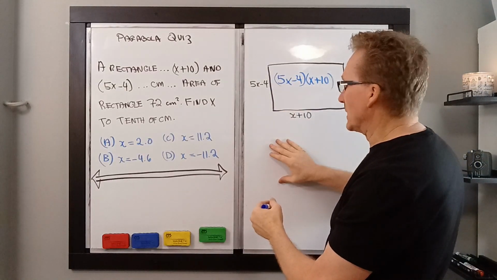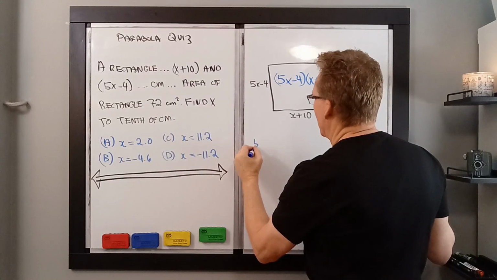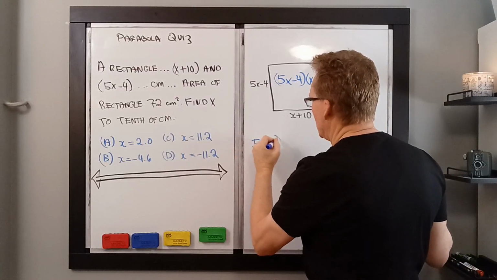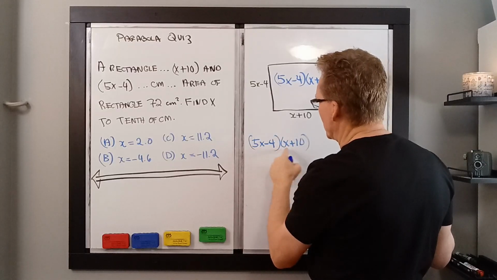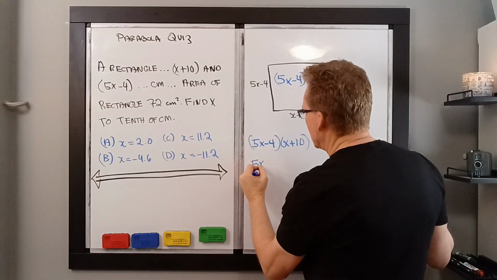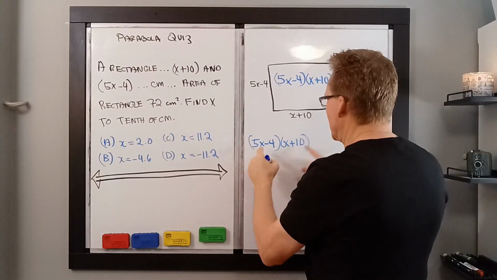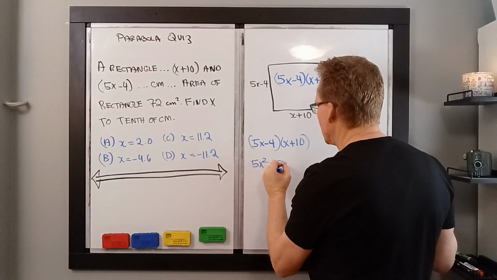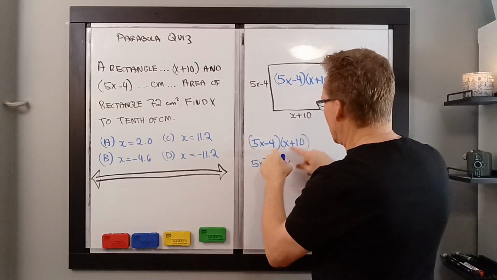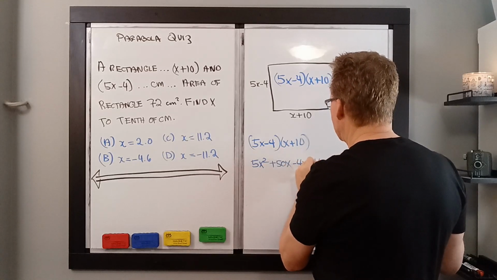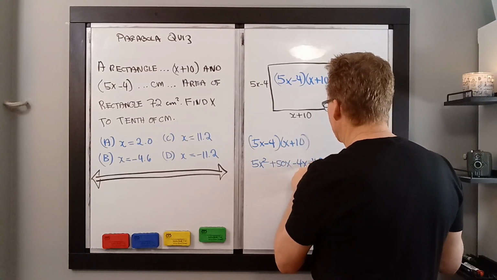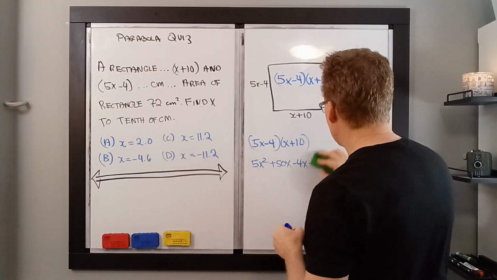Well, let's multiply that all out and see what we get. So we have 5x minus 4, x plus 10. We'll multiply each of the terms out. The first one gives you 5x squared. Then this one times this gives you 50x. Now, this one times both, minus 4x, and this times this, minus 40. Whoops, minus 40. Let me do that again.